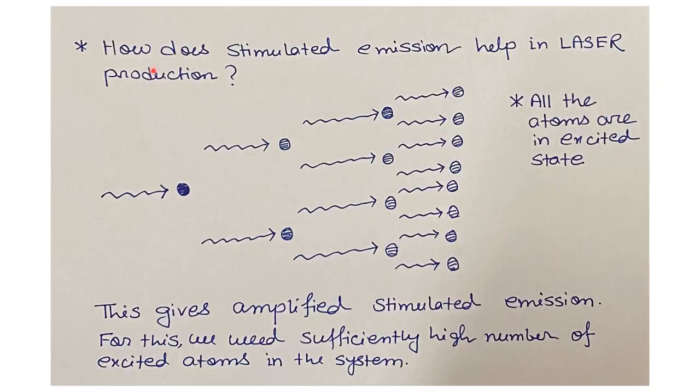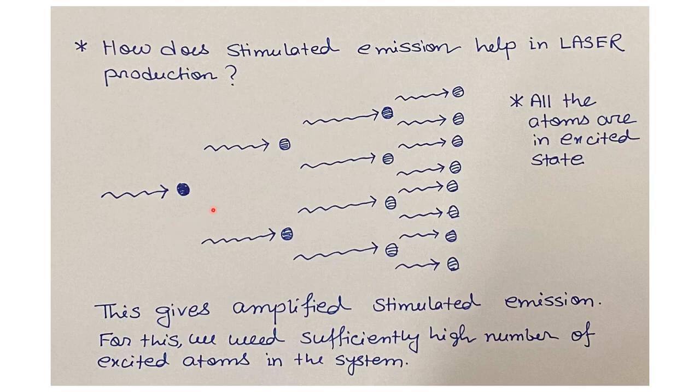Now we will understand how stimulated emission or induced transition helps in laser production. For this, we consider all the atoms in the excited state, the energy level E2, and the corresponding ground state energy level E1. Now we consider a single photon with energy h nu, equal to E2 minus E1, incident on that system. This single photon will trigger one of the excited atoms to make the transition from the higher energy level E2 to the lower energy level E1. That is the stimulated emission process.